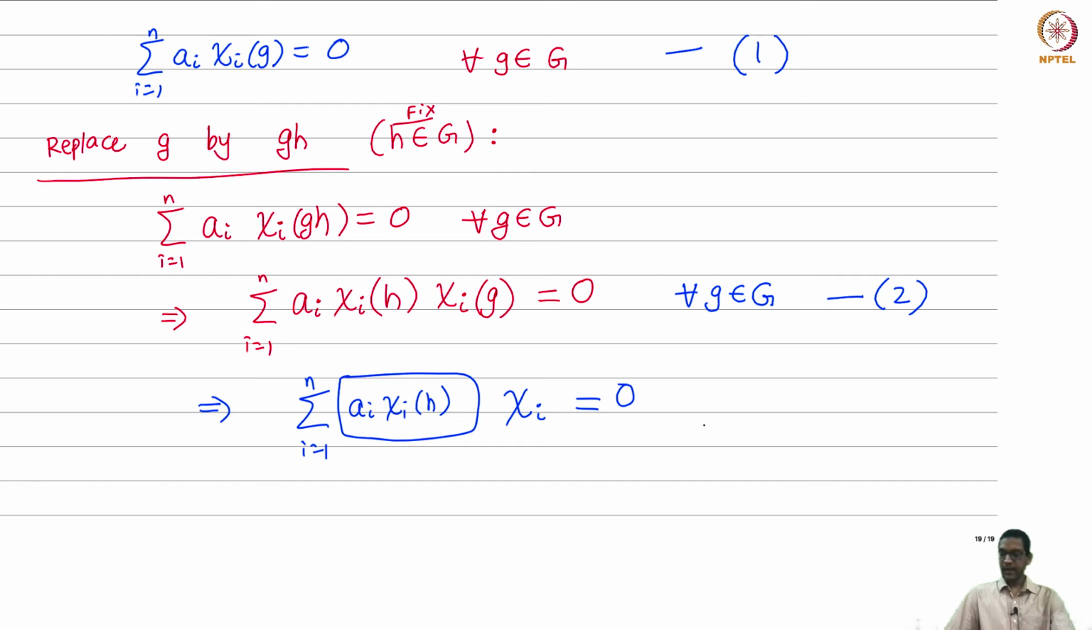So what does this imply? I have many different dependence relations among the chi_i's, and therefore it allows me to eliminate. So let's take these two, and let's eliminate chi_n of g, the last fellow. Now what does that mean? How do I eliminate chi_n of g from these two equations? I multiply the first equation by chi_n of h, and I subtract the second equation from it.